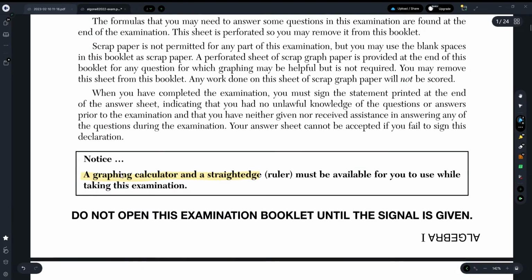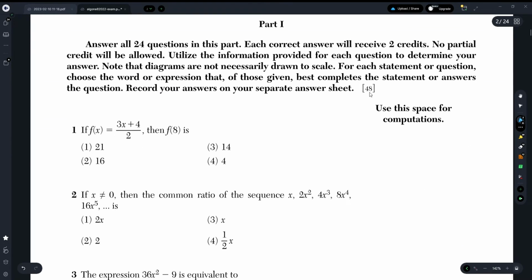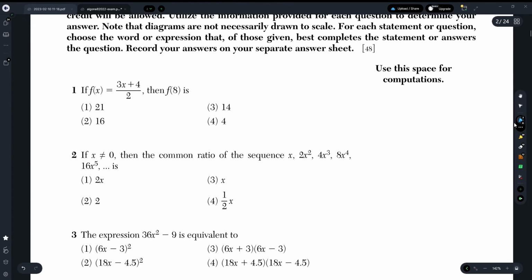Quick note that this test requires you to have a graphing calculator at hand, so I will be using my TI-84 graphing calculator to solve some of these problems. So that's just something to note. Right, we're going to start with number 1.